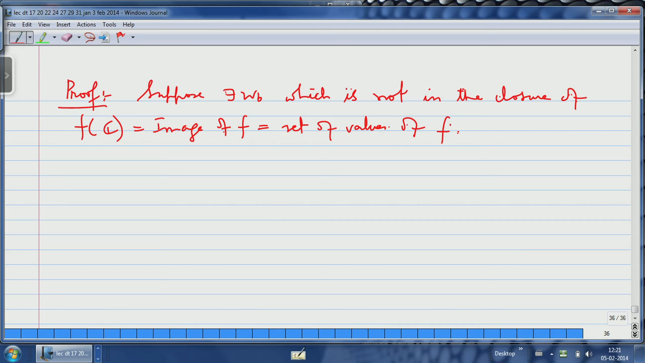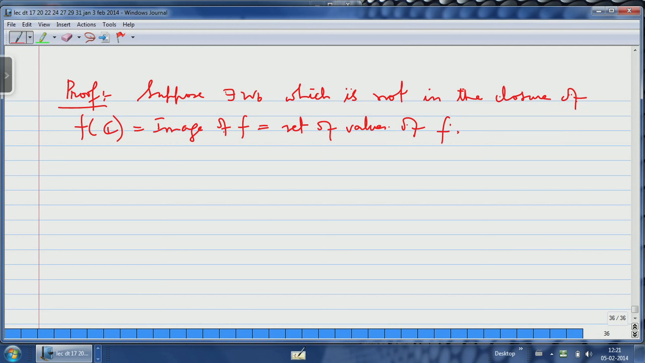Of course, f is entire. And let's assume f is entire and non-constant. Suppose there is a value w naught which is not in the closure of the image. That means this w naught cannot be approached by function values. So there is a neighborhood surrounding w naught which doesn't intersect the image.